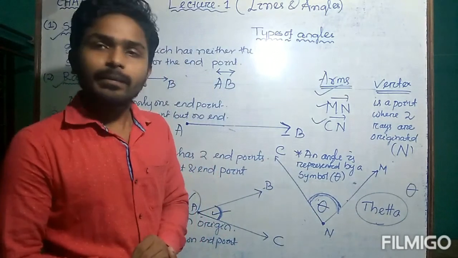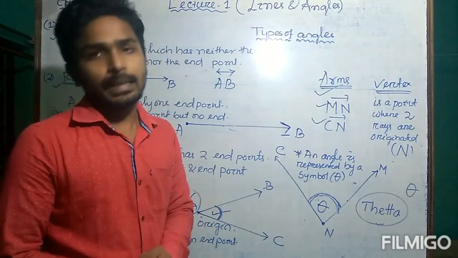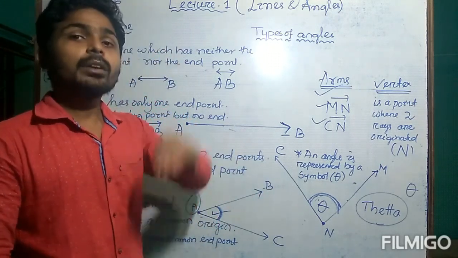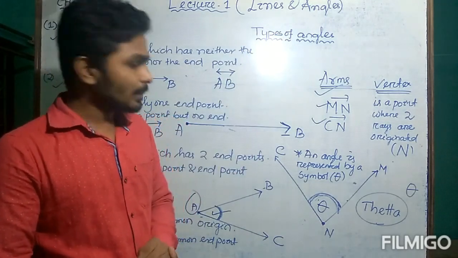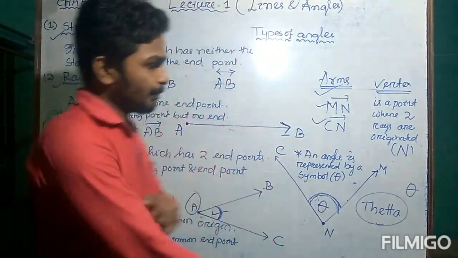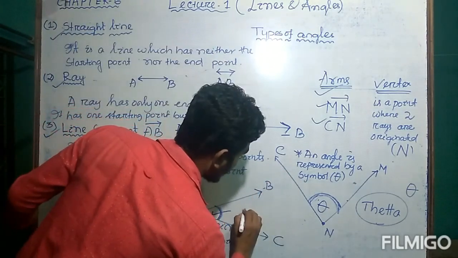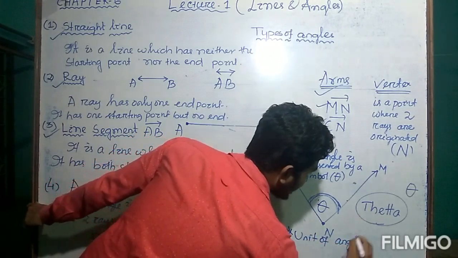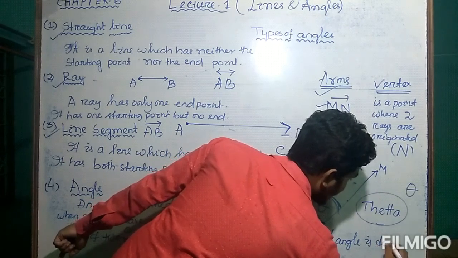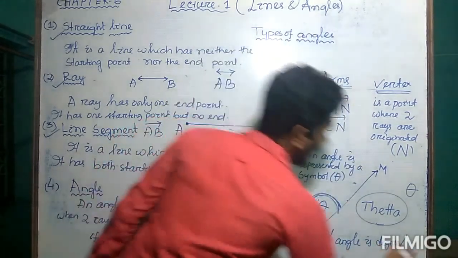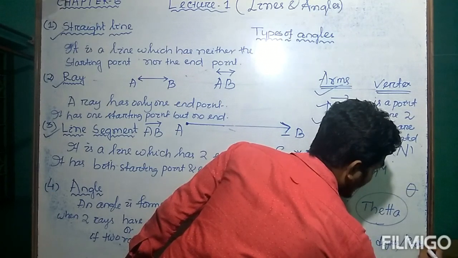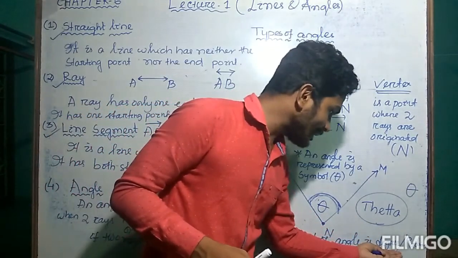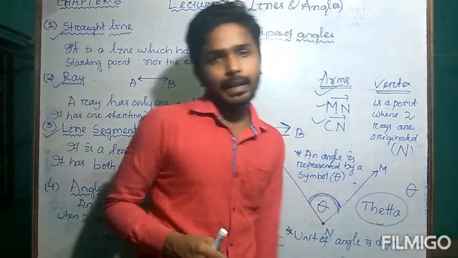Now, what is the unit of angle? The unit of angle is degree. As the unit of distance is kilometer, meter, centimeter. Okay. Unit of height is feet, inch. Similarly, the unit of angle is degree. Okay. Next point is unit of angle is degree or radian. Okay, an angle has two measurements or two units. You can write it in degree or you can write it in radian.